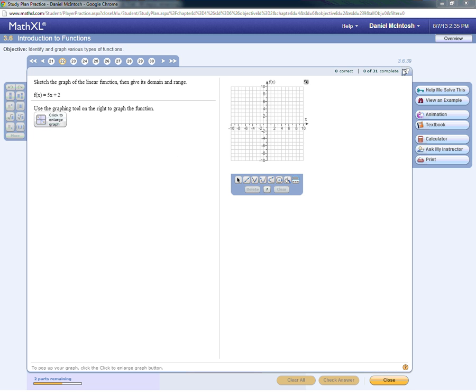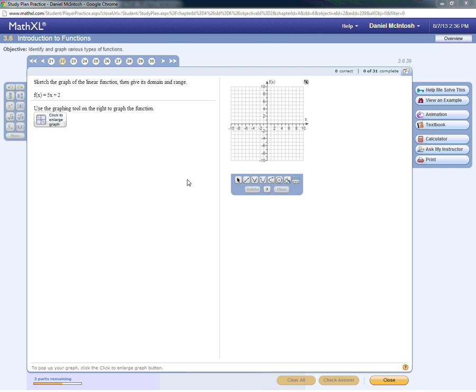We are working on problem 3.6.39. That again means chapter 3, section 6, question 39. So you should be able to follow along. And the question we are given says, sketch the graph of a linear function, then give its domain and range. The function we are given is f of x equals 5x plus 2.